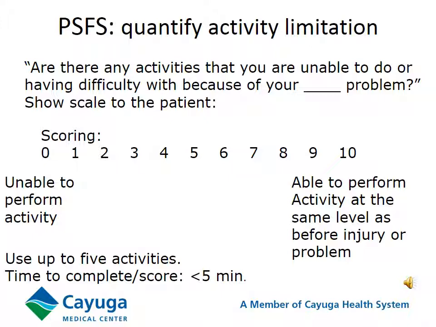You can then show the scale to the patient. They can pick a number. You indicate 0 is being unable to perform the activity, and a 10 means the patient's able to perform the activity at the same level that they were able to prior to their injury or problem. You can select up to 5 activities. The time to complete the test and score it is less than 5 minutes.